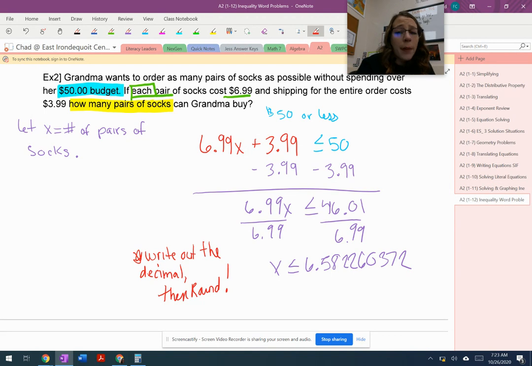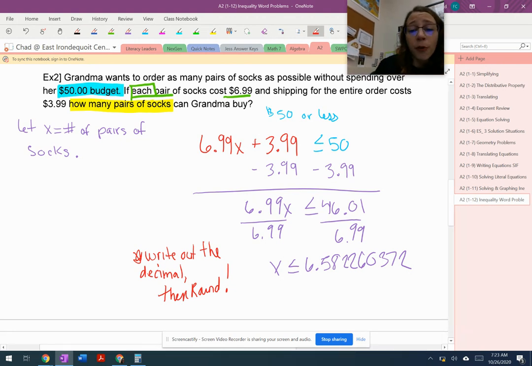Now, Grandma can't buy 6.5 pairs of socks. That's not real life. You can't go on the internet and order just one out of the two socks. It doesn't work that way. They come as a pair. So really here, Grandma can only afford 6 pairs. She can't round up here, even though that 5 does tell me to go up. 6.58 is closer to 7 than it is 6. But when we're talking about affording something, you can't round up because, excuse me, it doesn't work that way.